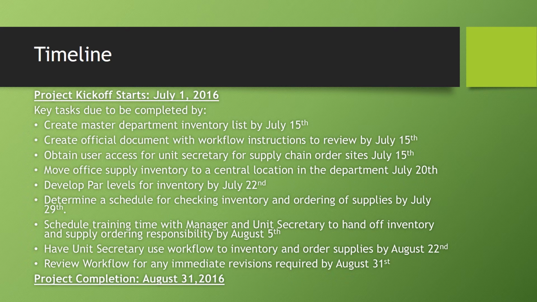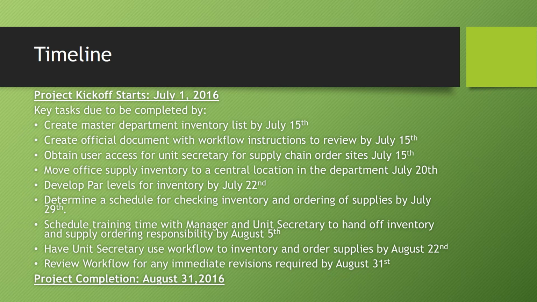Some of the key tasks or steps that have been identified include making a master department inventory list, creating an official departmental document with workflow instructions, and ensuring that we get user access for the unit secretary who will be taking over the ordering role from the manager for our supply chain vendors. We need to move office supplies into a central location so we can accurately inventory them, develop par levels, and determine the schedule or frequency for doing the inventory and placing orders for supplies.